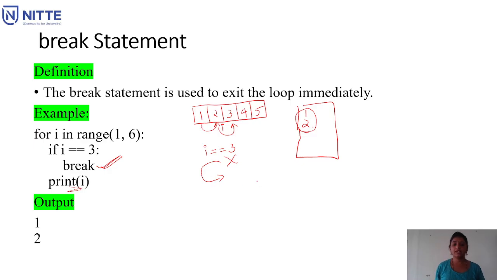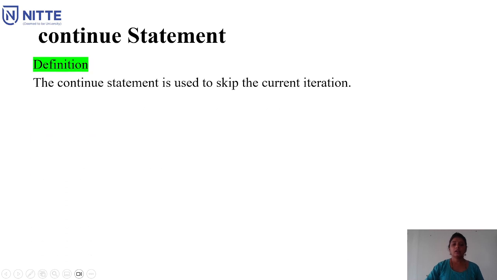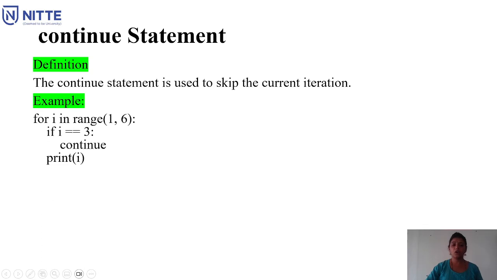So the break statement is used to terminate or halt or exit the loop immediately once the break statement is read by the interpreter. Moving forward, let's try to understand what is a continue statement. The continue statement is used to skip the current iteration. If you have to pause that particular iteration but continue the next iteration, then you will be using a continue statement.